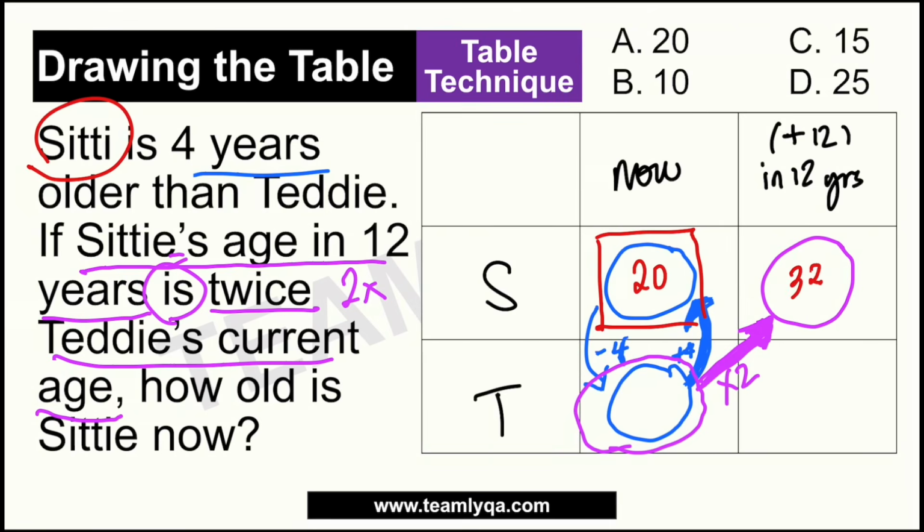Kung 20 siya ngayon, okay, ang direction natin pababa, minus 4, ang edad ni Teddy would be 16. 16 times 2 is 32. Tama tayo dyan. So again, tama siya sa lahat ng mga dinrawing natin. Ibig sabihin siya ang tamang sagot. Yun yung idea ng table technique.